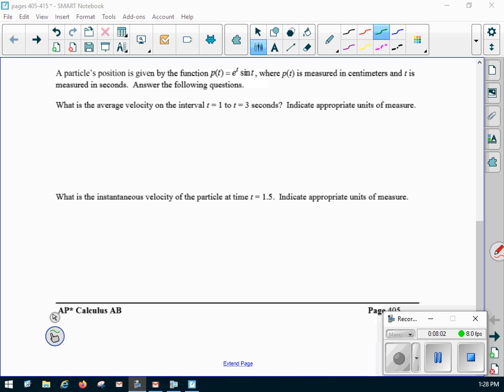So, a particle's position is given by this function, where P of t is measured in centimeters and t is measured in seconds. One thing you're going to know: if t is measured in seconds, t is never going to be negative because t is time. What is the average velocity on the interval 1 to 3 seconds?